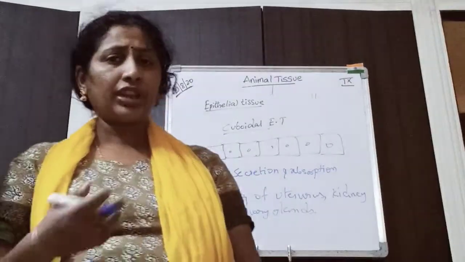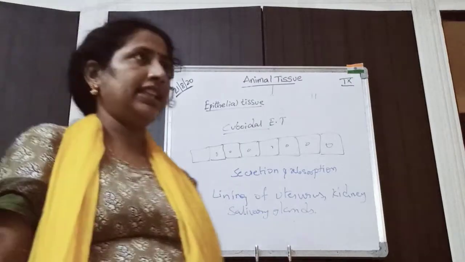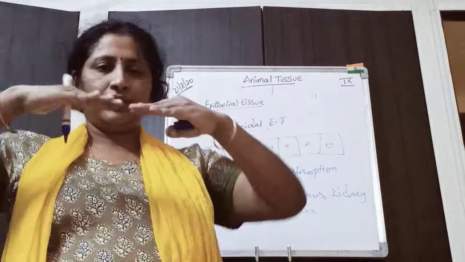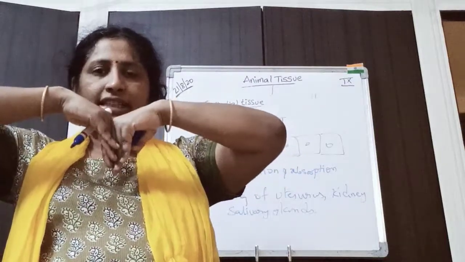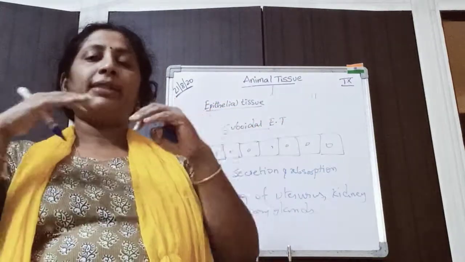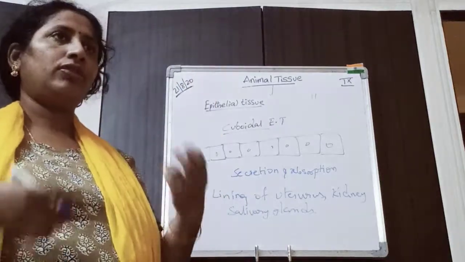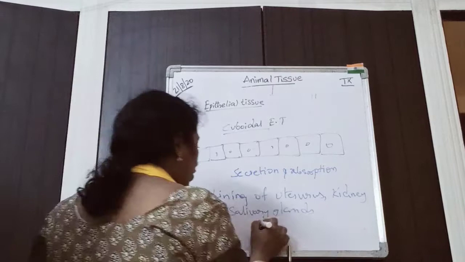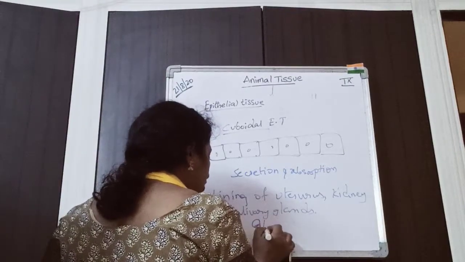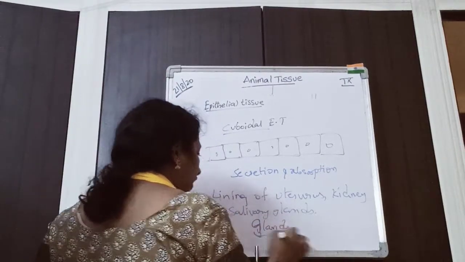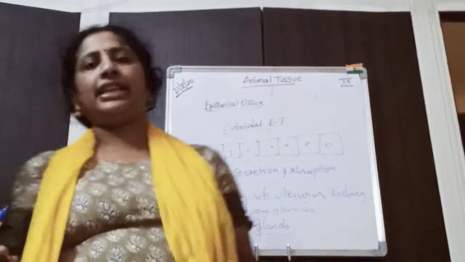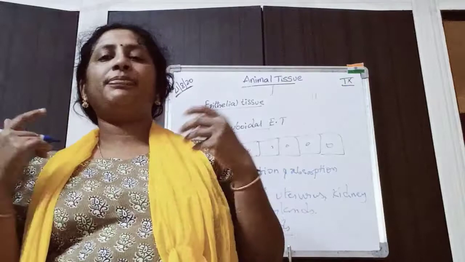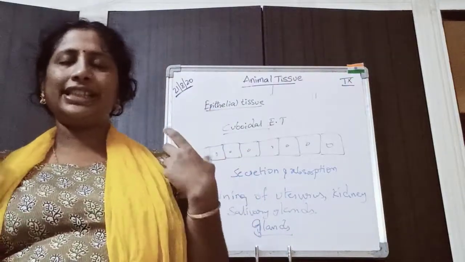Next, these cuboidal epithelial cells sometimes fold. They fold inside and form some separate organs. Okay, they form glands. Cuboidal epithelial cells fold and form some special organs which are called glands.